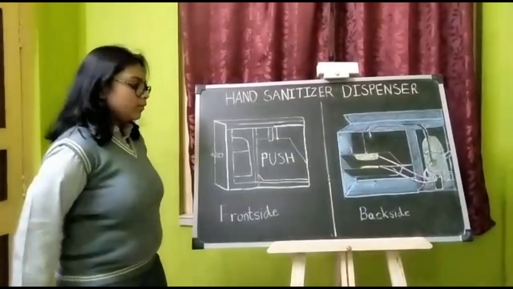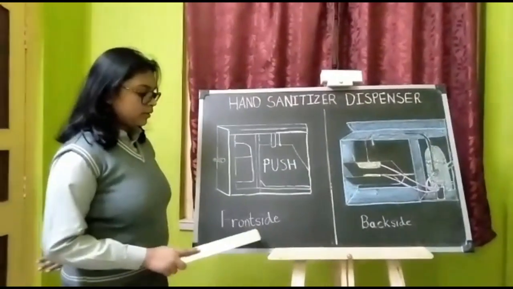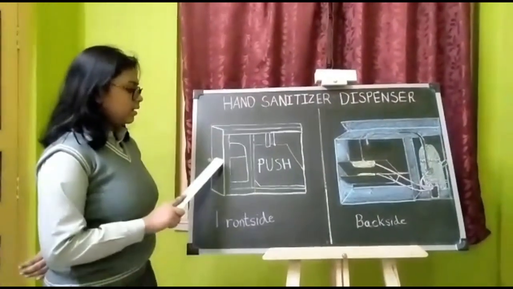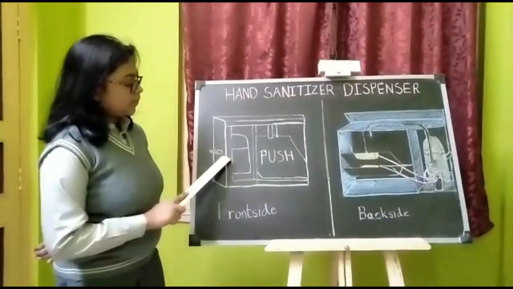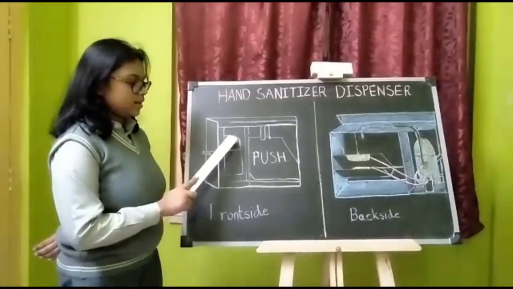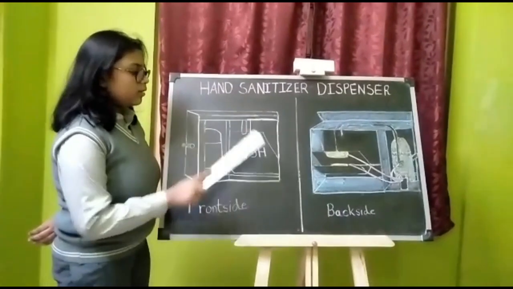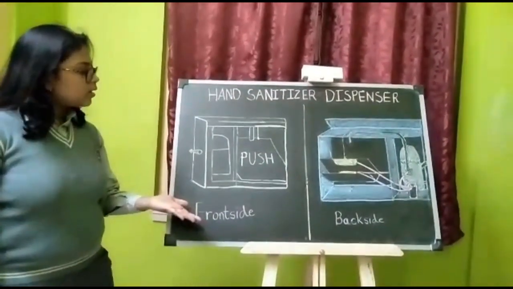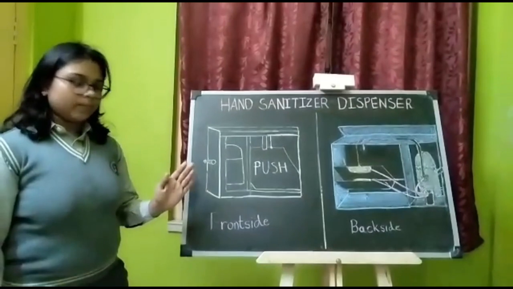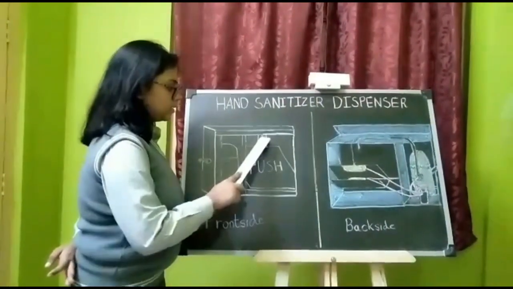Today I'm going to tell you how this DIY hand sanitizer works. For that, I have a diagram of the front side. On the front side, there is a syringe which you can pop out if you want to refill your bottle with sanitizer. Here is the straw which, when you push the button, will dispense some sanitizer on your palms. Now let's see how this whole thing works.